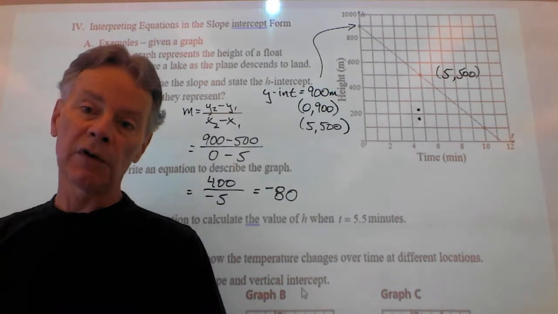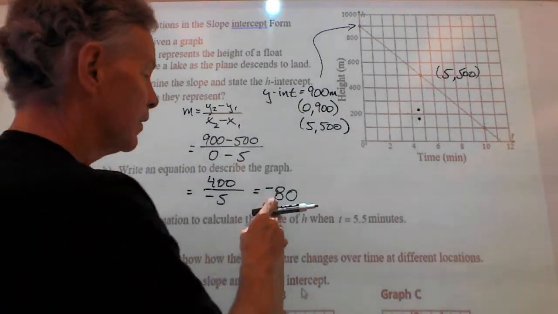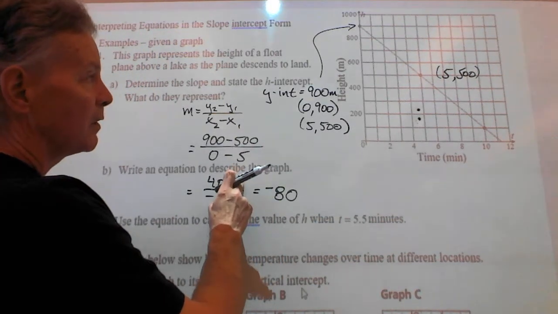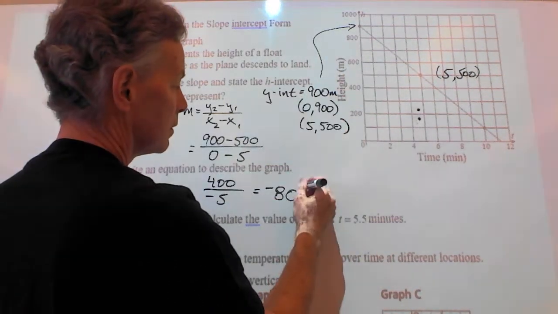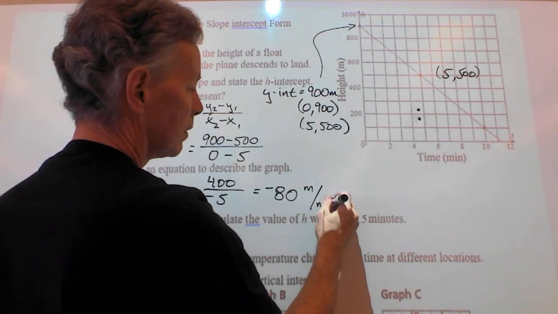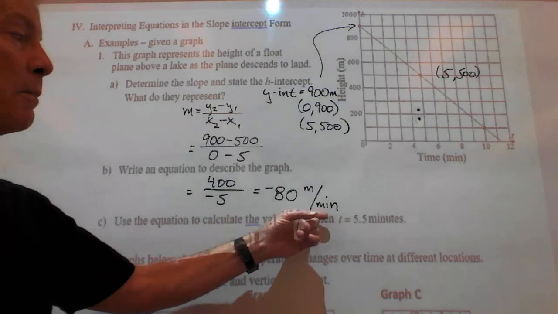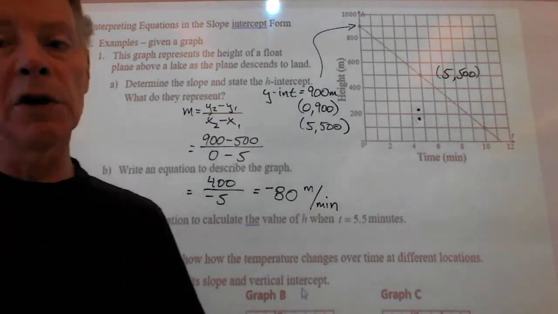And remember, slope is a rate of change, so we have to include the units. In this case, our y units are meters, and our x units are minutes. So, negative 80 meters per minute would be our slope.